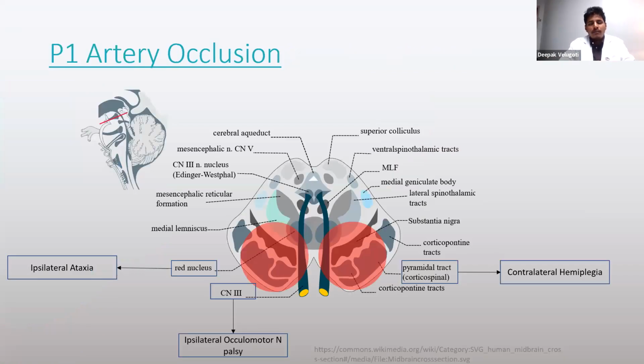P1 gives interpeduncular branches that supply the medial area of the midbrain. When it gets infarcted, the patient develops infarction over the corticospinal tracts, corticopontine tracts, red nucleus, and the oculomotor nerve exiting out of the midbrain. So the patient develops contralateral hemiplegia, ipsilateral oculomotor nerve palsy, and ipsilateral ataxia.